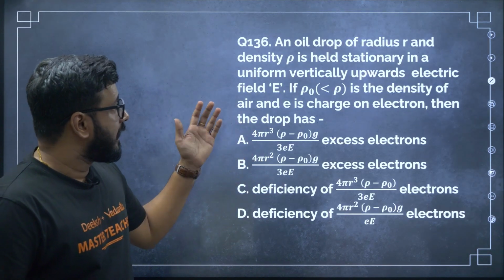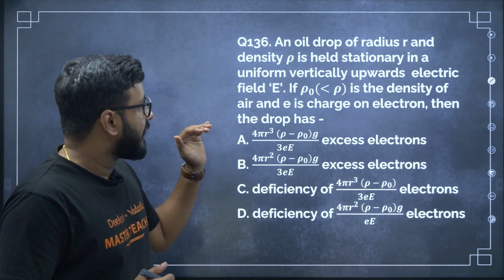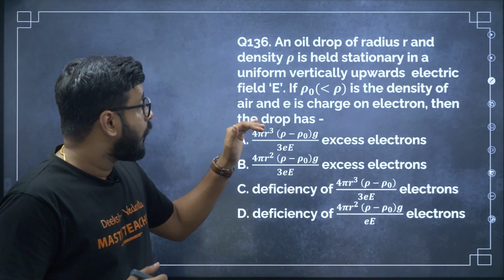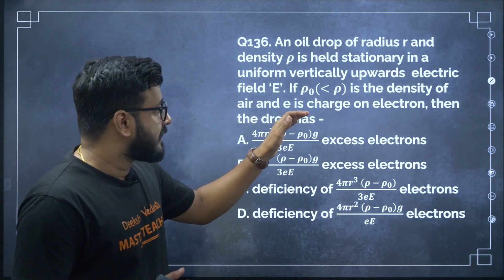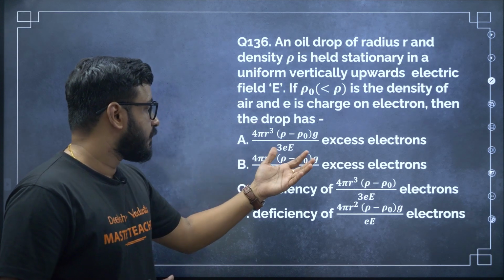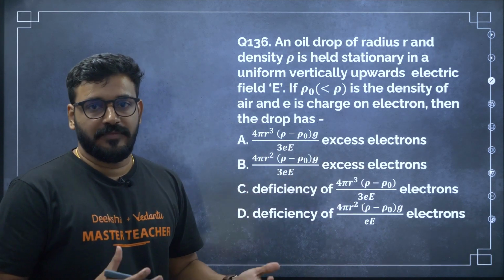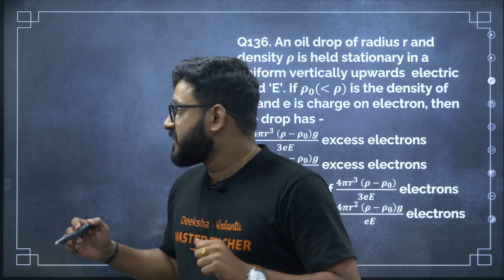So next question is, an oil drop of radius r and density rho is held stationary in a vertically upward electric field. If rho naught, lesser than rho, is the density of the air and E is the charge on the electron, then the drop has, okay, so what does it have? Does it have electrons excess or deficient? Now first of all, you have to understand conceptually what is happening here.